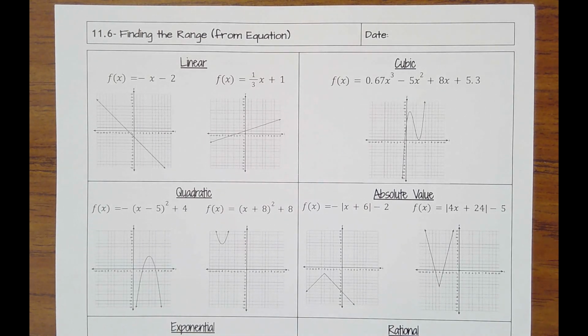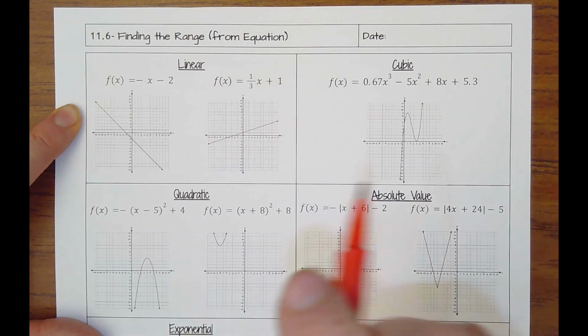Lesson 11.6 is finding range from an equation. I thought the easiest thing to do would be to go back over parent functions and what each graph looks like, and then the rules of what changes their range, what shifts them up or down. So first are the linear and cubic.